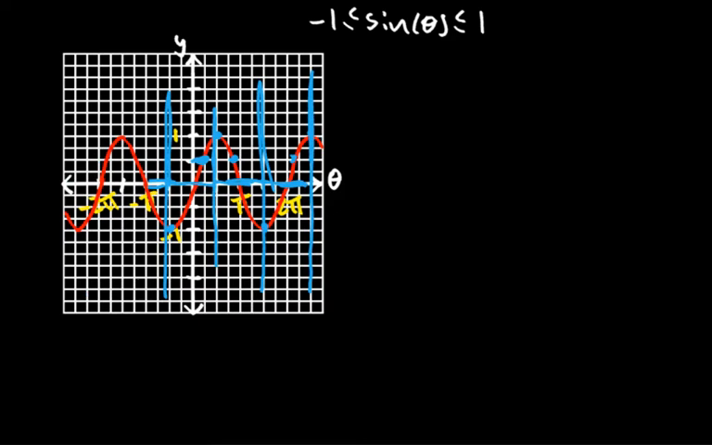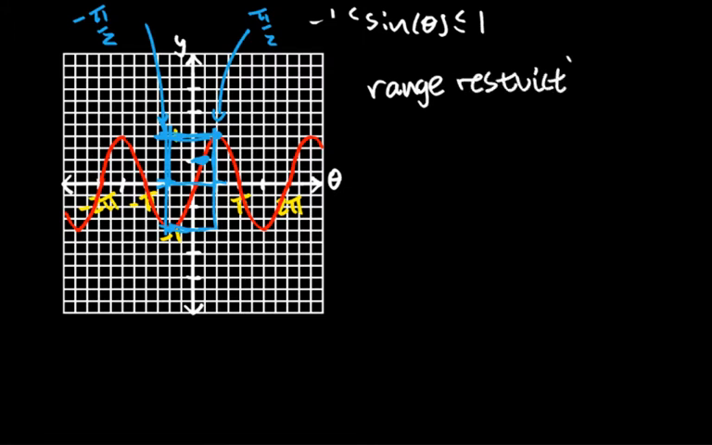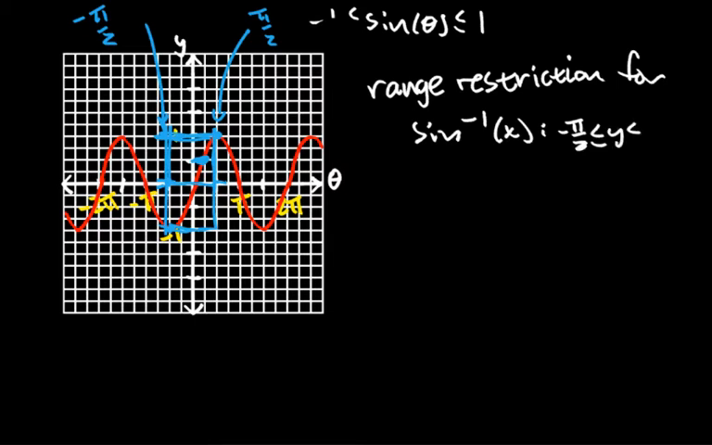So what mathematicians have done over the ages is choose a specific part for it to happen. That part is here, from -pi over 2 to pi over 2. So the range restriction for sine inverse of x is -pi over 2 is less than or equal to y is less than or equal to pi over 2.